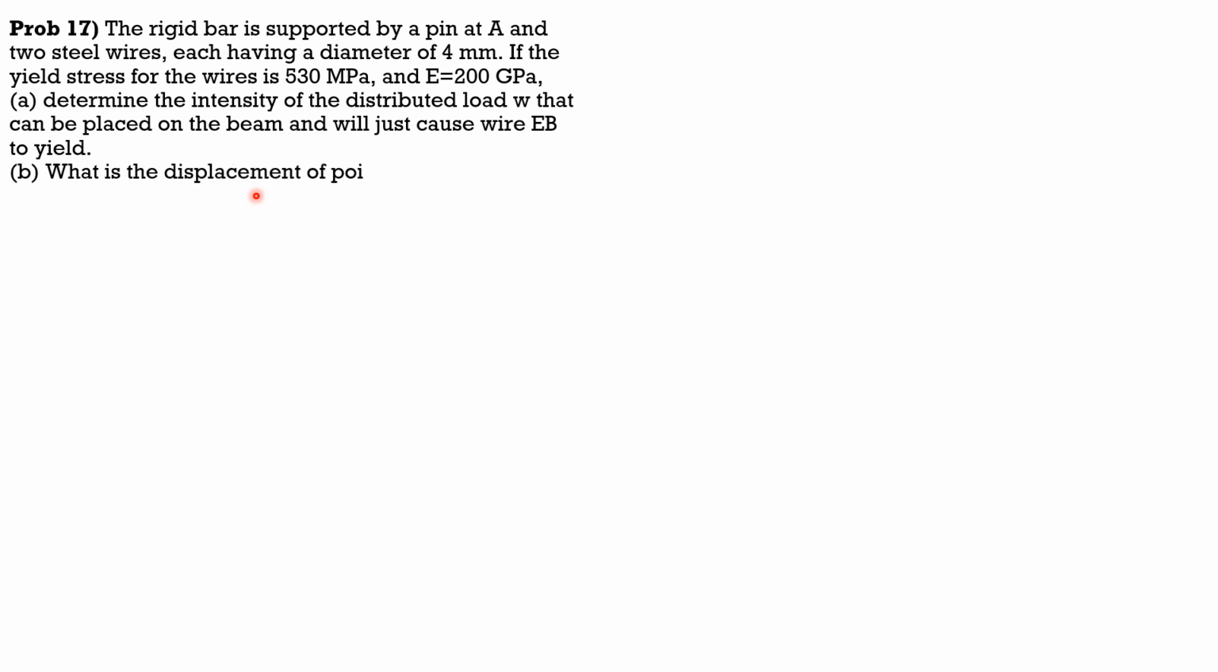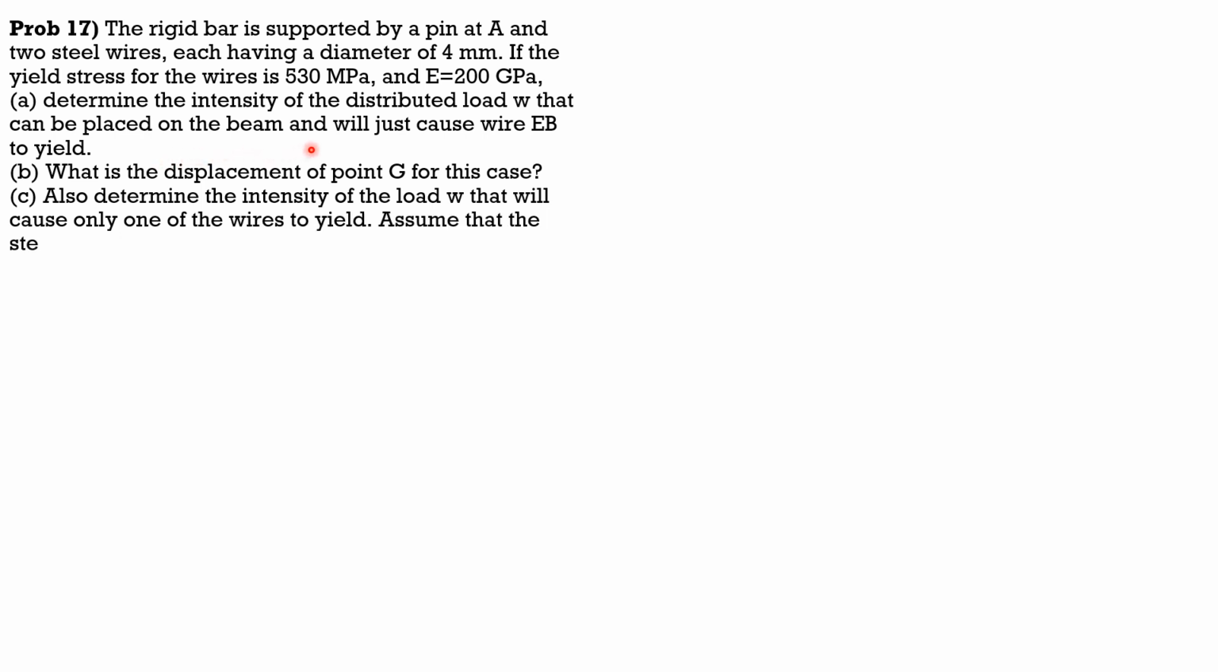The rigid bar is supported by a pin at A and two steel wires, each having a diameter of 4 mm. If the yield stress for the wires is 530 megapascals and modulus of elasticity E is 200 gigapascals, letter A, determine the intensity of the distributed load W that can be placed on the beam and will just cause wire EB to yield. What is the displacement of point G for this case?